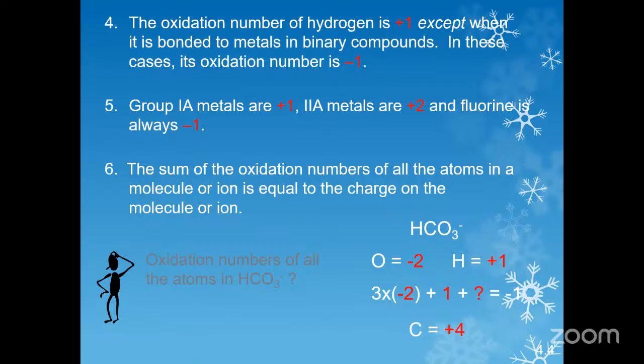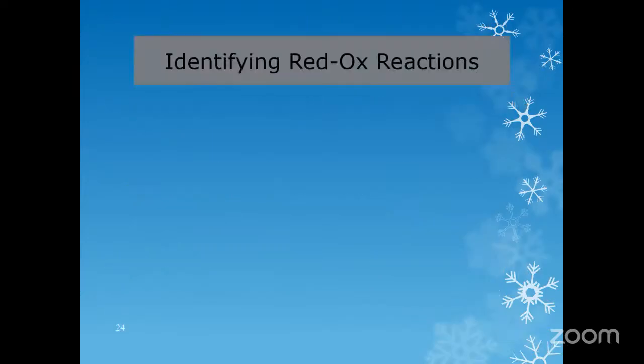So that's how you can determine the oxidation number of other elements that were not described in the previous rules, based on rule number 6, right? The sum of the oxidation numbers of all the elements in the compound or in the molecule or polyatomic ion will be equal to the charge carried by the molecule or the polyatomic ion, all right? Okay, any questions about this? Any questions? Okay, so how do we identify a redox reaction?